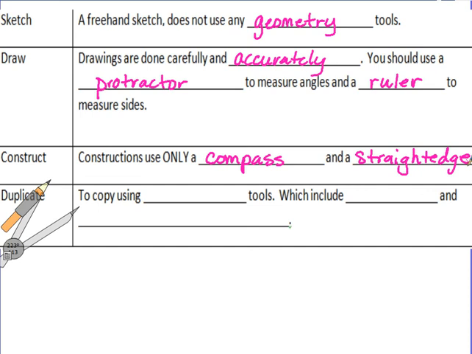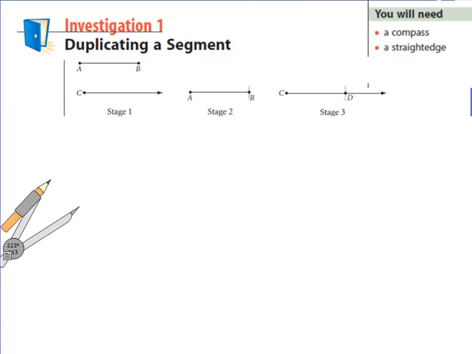And then we will be doing some duplicating, and so that just means to copy using your construction tools. And of course, for us, that also includes patty paper, and the mirrors that we used the other day. So we're ready to go ahead and get started.